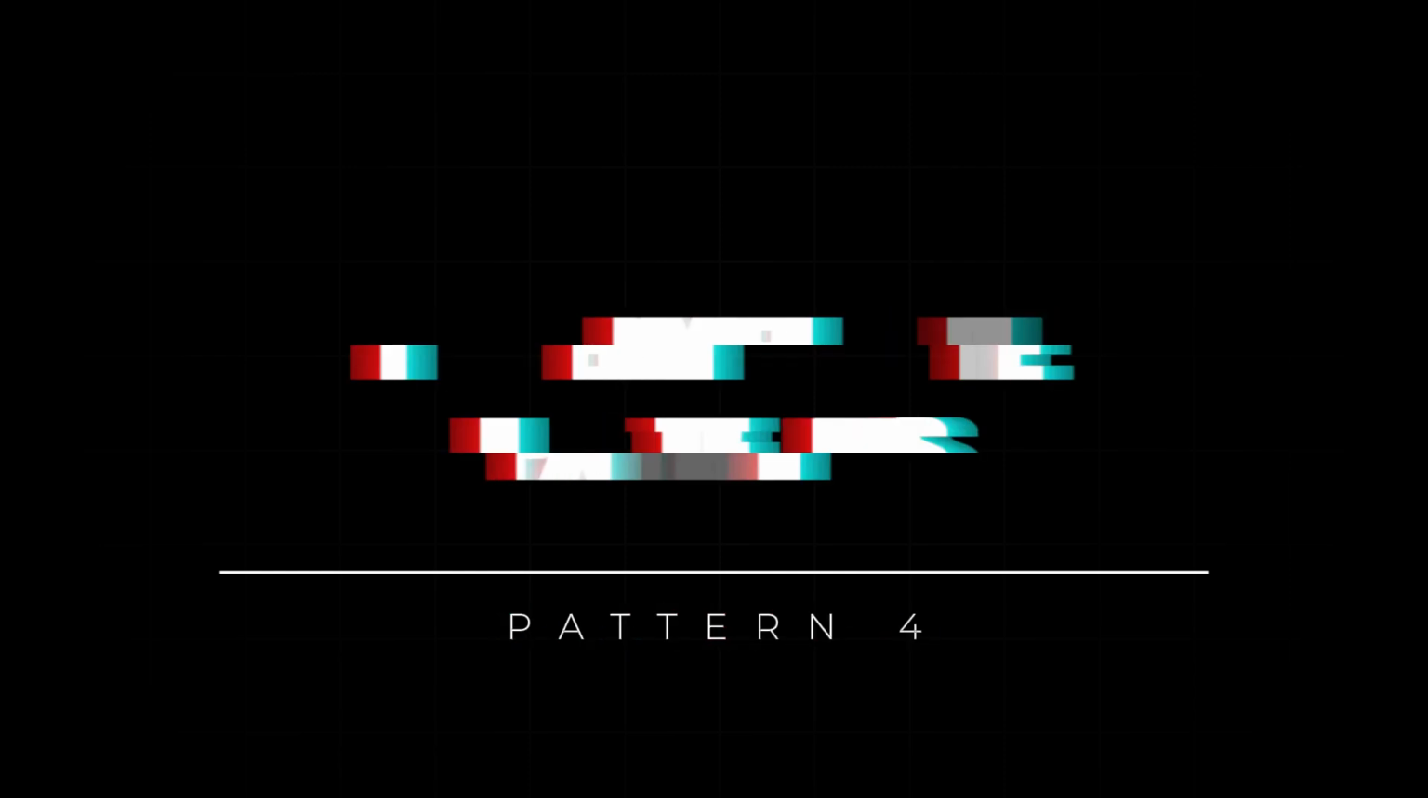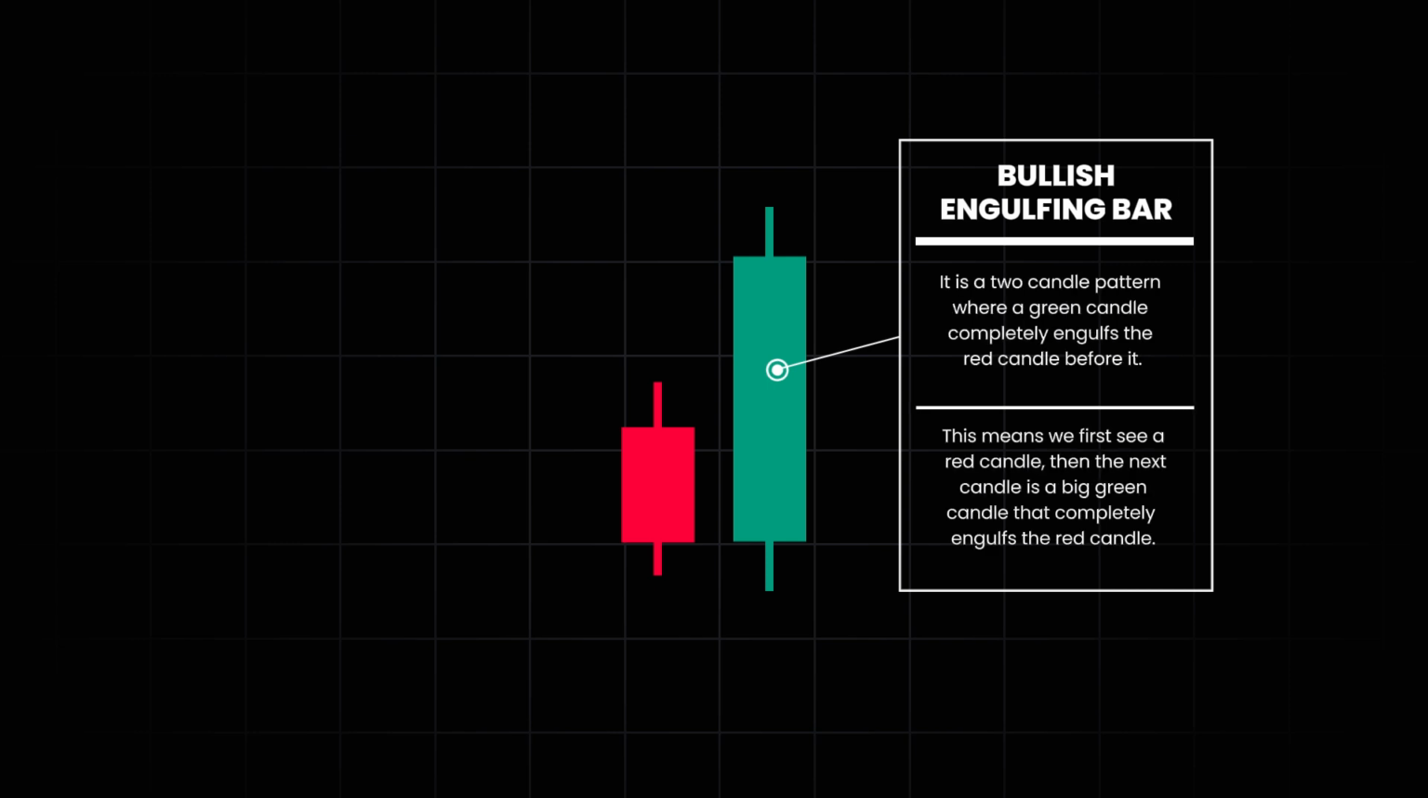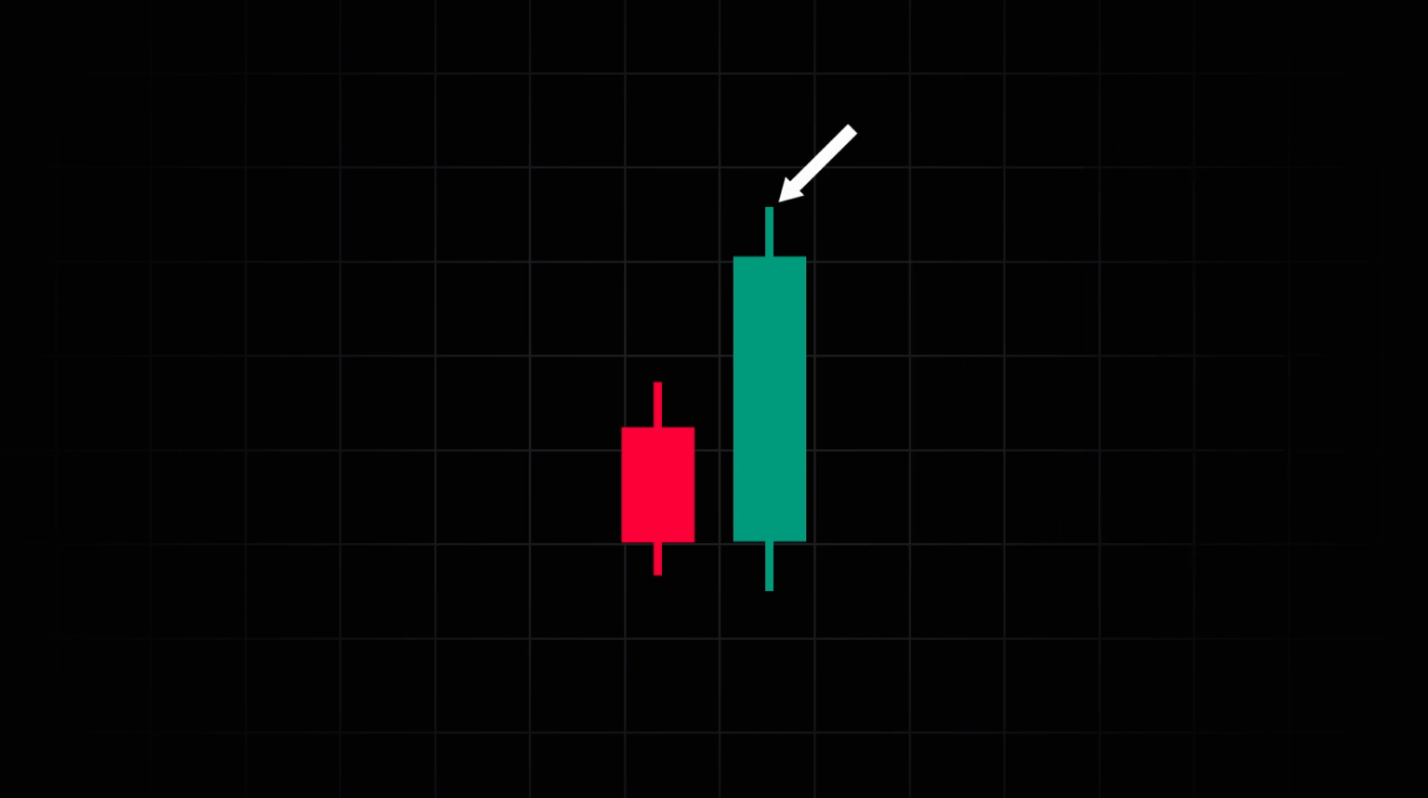Pattern number 4. The bullish engulfing bar. A bullish engulfing bar is a 2-candle pattern where a green candle completely engulfs the red candle before it. This means we first see a red candle, then the next candle is a big green candle that completely engulfs the red one. The high of the green candle is higher than the high of the red candle. Similarly, the low of the green candle is lower than the low of the red candle.